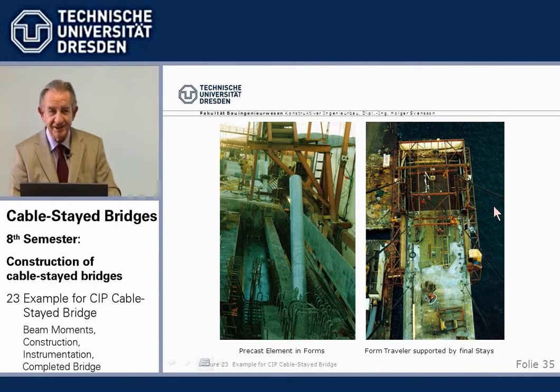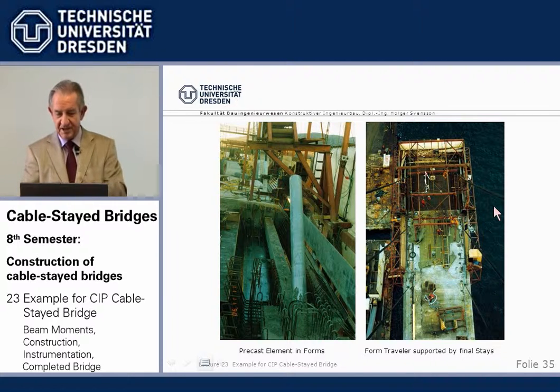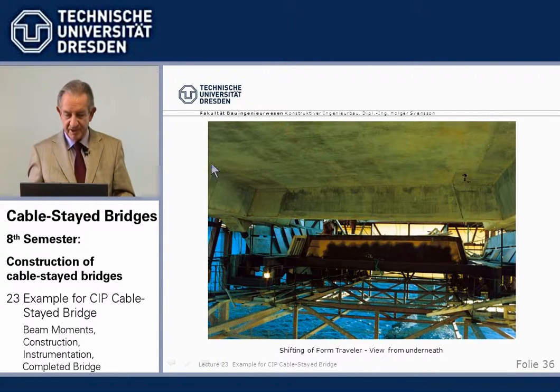Here we see the form traveler from underneath. We have here the underside, we have a cross girder, and to move it forward, the lower form had to be lowered, the whole traveler went forward and up again.